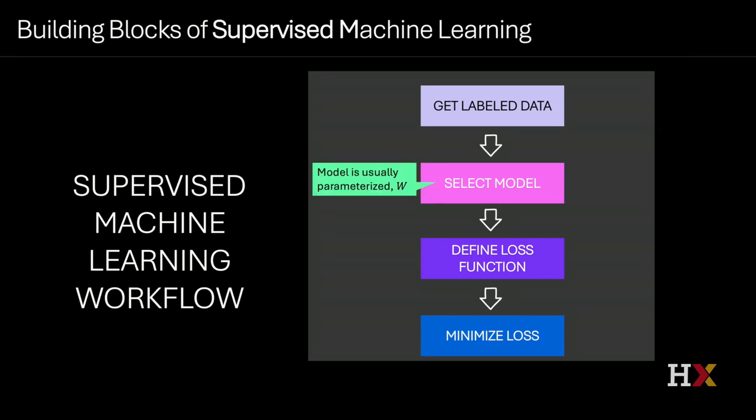Most models we use are parametric. They have a set of parameters, usually denoted by W, that we learn during training. Well, that's the core workflow. Labeled data in, optimized model out. Now, let us look at each step of the supervised learning pipeline in more detail.